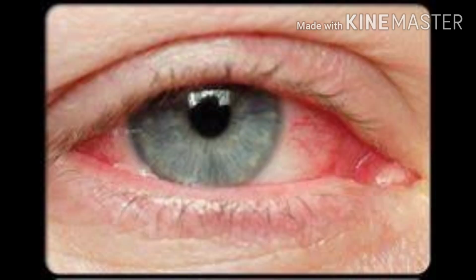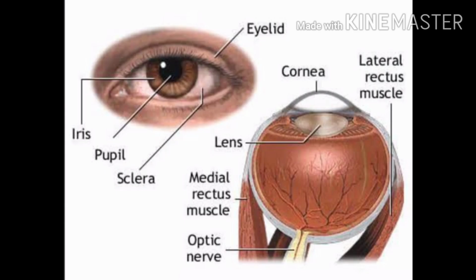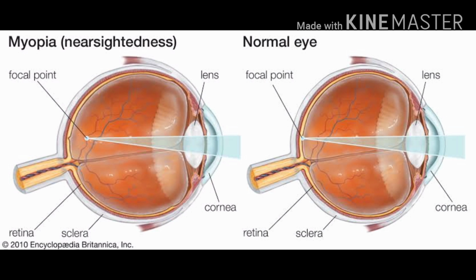Diseases and defects of the eye. The main diseases and defects of the eye are night blindness, myopia, hypermetropia, glaucoma, cataract, and color blindness. And some persons may have eye defects by birth due to various reasons.